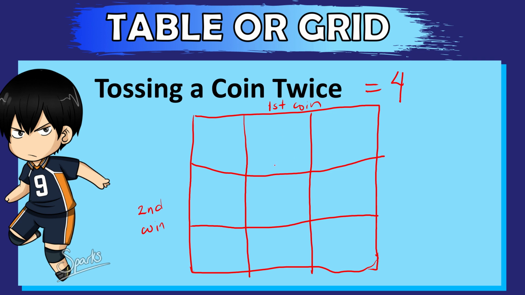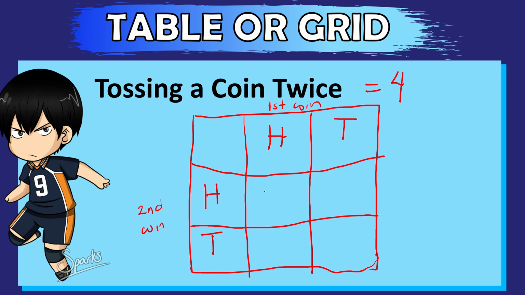Nag-toss ka ng coin ng unang beses. Ano yung pwedeng lumabas? Di ba pwedeng heads or tail? Tama? Second coin. Ito-toss mo ulit siya ng pangalawang beses. Ano yung possible outcomes? Heads and tail uli. Tama po? Then, katulad ng Punnett square nyo sa biology, so ganun din po yung gagawin natin dito.